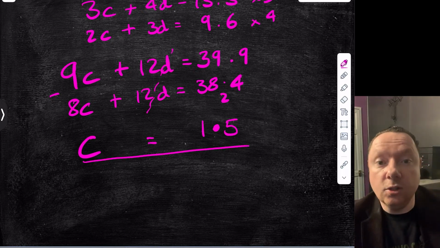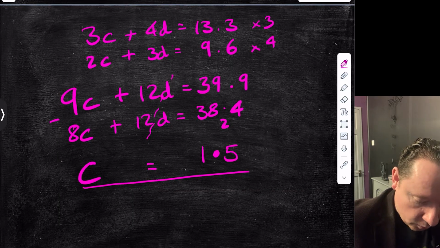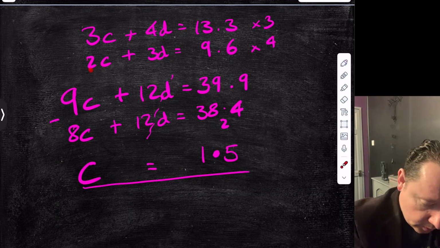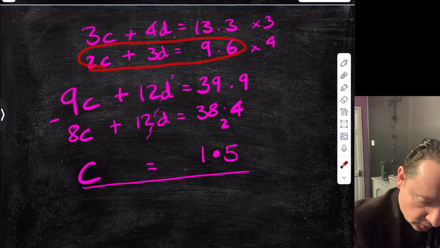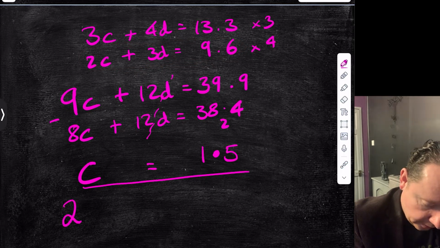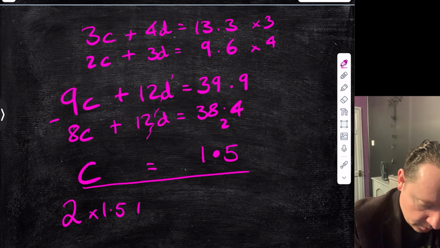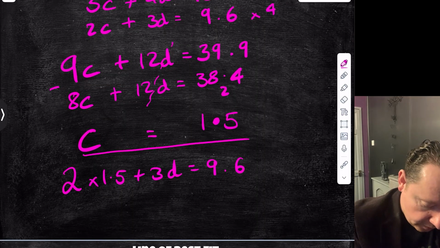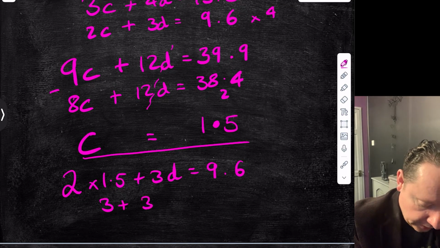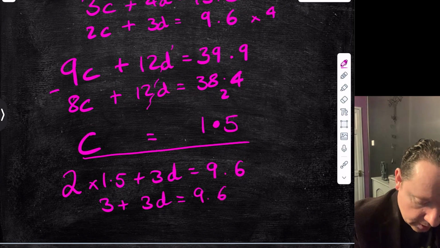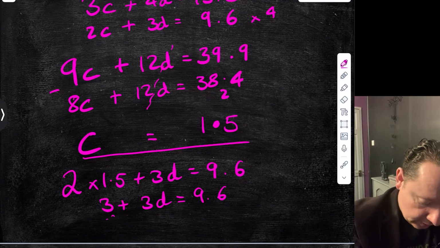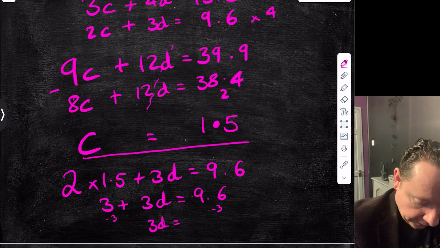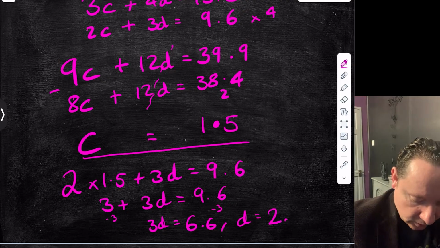And then to find D, we substitute into any equation. So let's start off with one of the easier ones. The smallest one there, 9.6, 2c plus 3d, but you can pick any one. So I've got 2 times c, 1.5, plus 3d equals 9.6. That gives me 3 plus 3d is 9.6. So taking away 3 from both sides, you can note that there if you want. We get 3d equals 6.6, and that means that d is 2.2.